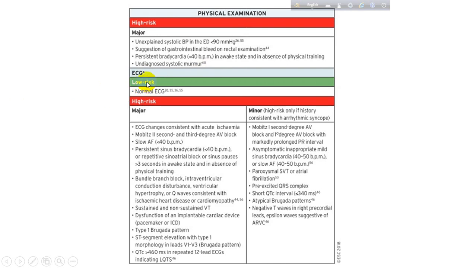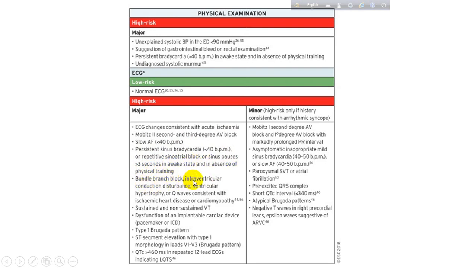ECG, and there is also low risk and high risk criteria. Low risk is normal, and high risk are major and minor. Major are ECG changes consistent with acute ischemia, Mobitz type 2, second or third degree block, slow AF less than 40 beats per minute, persistent sinus bradycardia less than 40 beats per minute, or repeated sinoatrial block or sinus pause greater than 3 seconds in awake state and in absence of physical training.